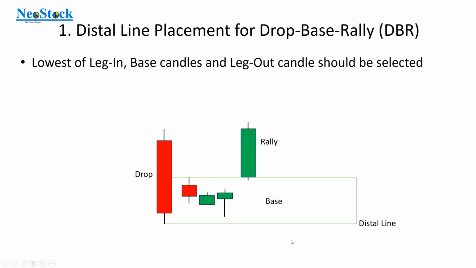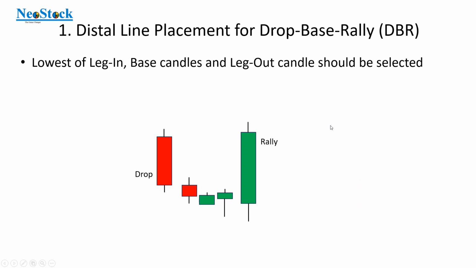So in this example, we found leg in has the lowest. Now let us look into one more example for the same drop base rally. This is our third example for the drop base rally pattern. Now among this leg in, base candles and leg out, which has the lowest? Leg out has the lowest. Now you draw the base. So now your distal line is the lowest of these candles.